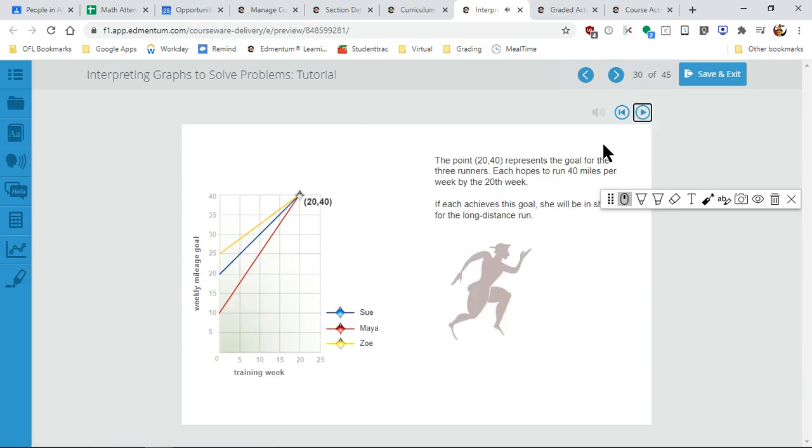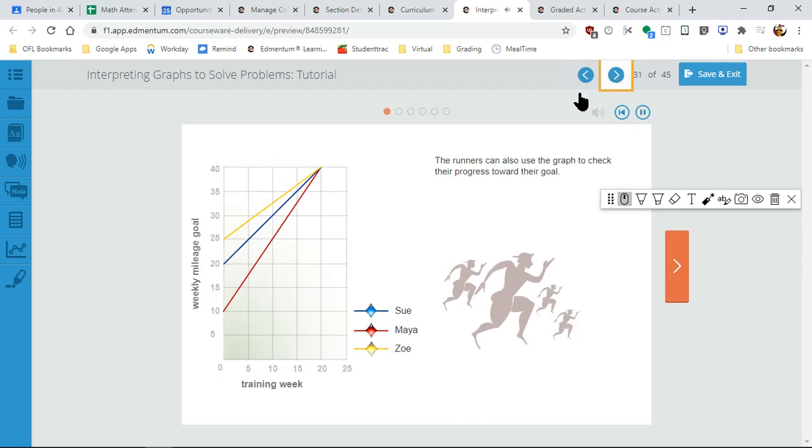So point 20, 40. What does this mean? That means in 20 weeks, they all want to be at that. So by the time 20 weeks hits, they all want to be able to run those 40 miles in 1 week. And it's saying that they can use their tool to check their progress. If you guys want to see how they can use it to check their progress, feel free to do it.